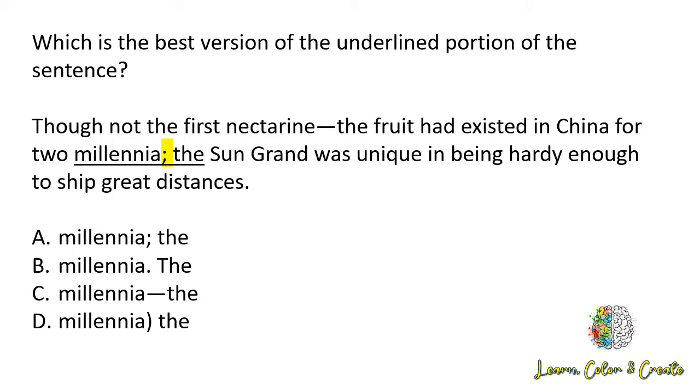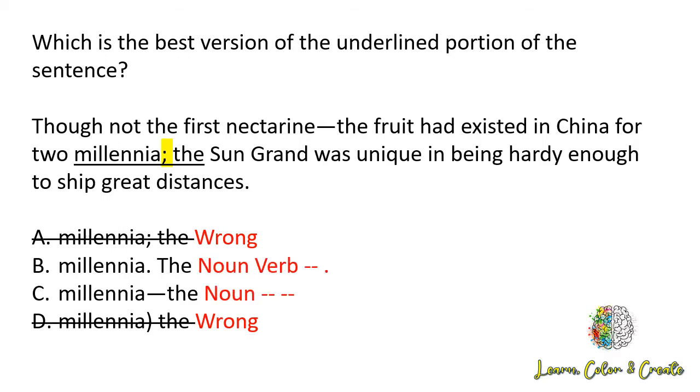This one says, which is the best version of the underlined portion of the sentence? They've given us a first dash followed by the underlined portion, which currently has a semicolon, and then four choices to determine, are we going to keep that semicolon or change it to a period, a second dash, or a half of a parentheses? Well, we already know that a dash followed by a semicolon or a dash followed by a parentheses are wrong, so options A and D are automatically incorrect and we're not going to consider them. So we're going to look at option B and C.